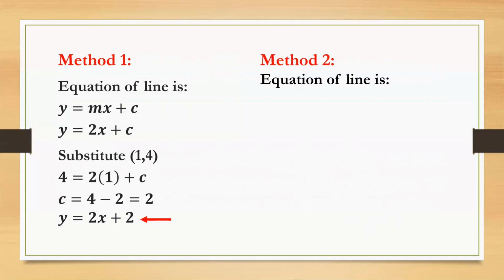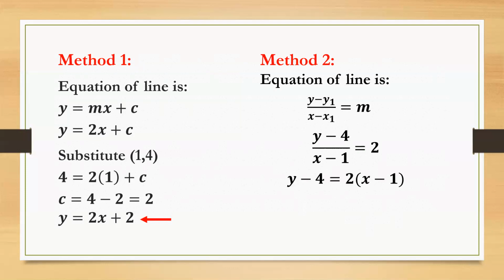Now the second method is using the formula y minus y1 over x minus x1 equal to m. So here I will have y minus 4. I'm again using the same point 1, 4. So y minus 4 over x minus 1 equal to the gradient, which is 2. Cross multiplying and simplifying will give me y equal to 2x plus 2. So you have two ways of finding the equation of a line, and you can choose either y equal to mx plus c or y minus y1 over x minus x1 equal to m.